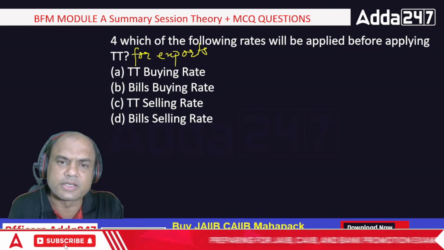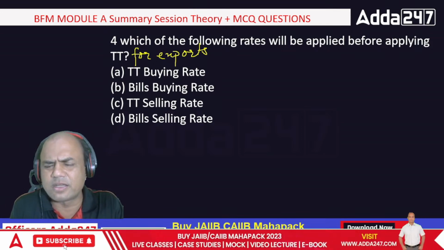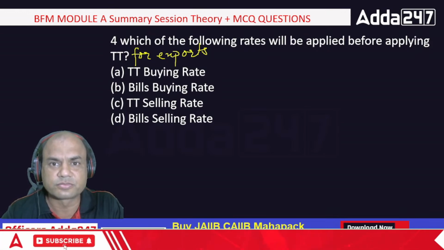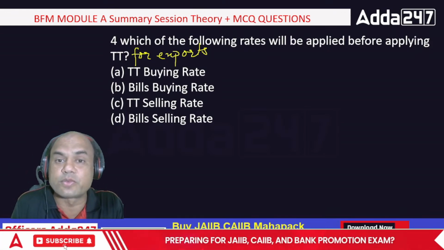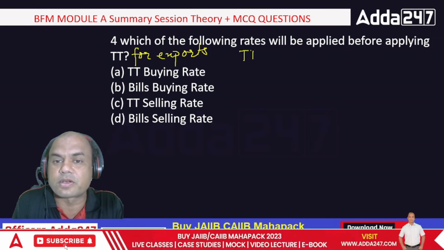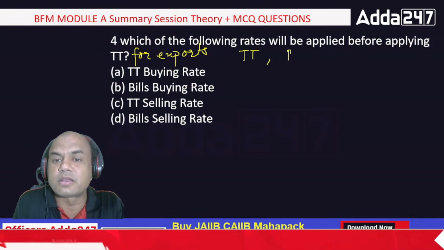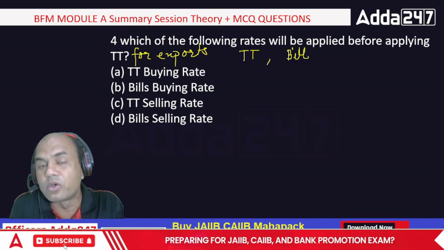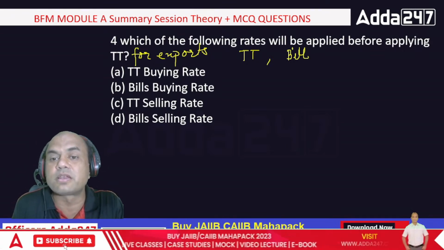So remember two things. There are always, basically in this forex market, 4 to 5 rates. Okay, there are 4 to 5 rates. Which are those 4 to 5 rates? One is TT, telegraphic transfer. Second is bill rate, means risk related rate. If I am financing something, doing something for a future date, that is bill rate.